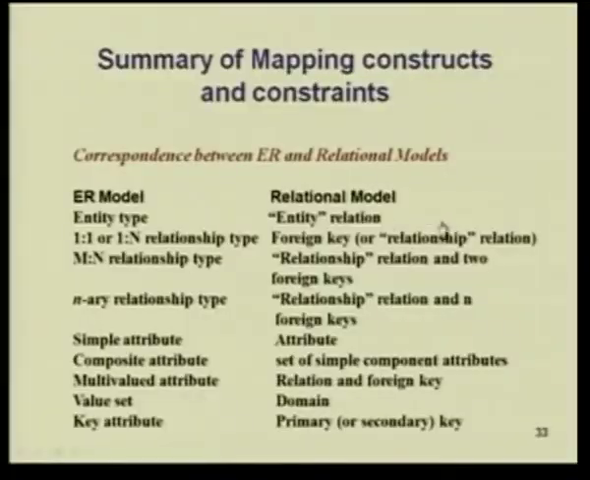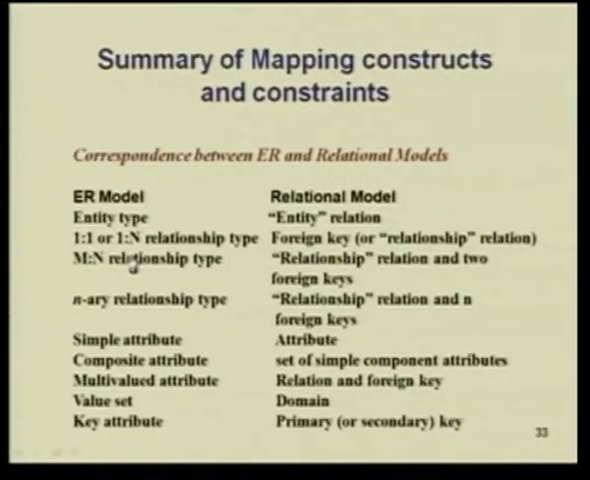Let us first sum up the mapping constructs and constraints. Entity type becomes an entity relation. For 1:1 or 1:n, a foreign key or a relationship relation. For M:N you have a relationship relation and 2 foreign keys. For n-ary you have a relationship relation and n foreign keys. A simple attribute will just remain an attribute. A composite attribute will be a set of simple component attributes. A multivalued attribute will have a relation and a foreign key. Value set will have a domain, and the key attribute will be the primary key. So, this is the basic mapping.